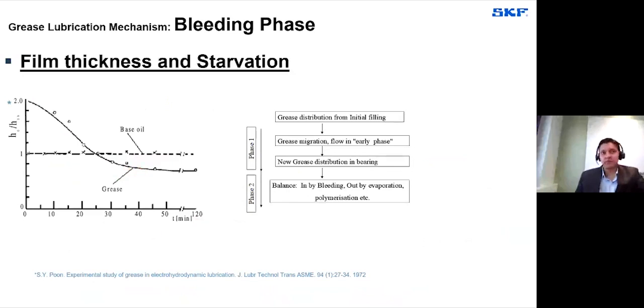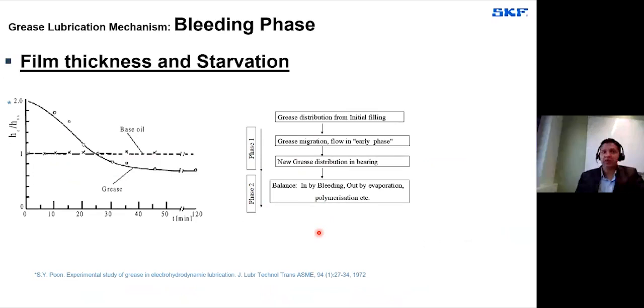This is a kind of summary of what we have discussed till now. First of all, grease is already distributed in the initial filling, but when you start your bearing operation, grease migration or flow will happen that will redistribute grease in the bearing, and this entire process we call churning, or phase 1. Phase 2 is the bleeding phase, where you need to maintain the balance to have a very healthy film in your contacts.